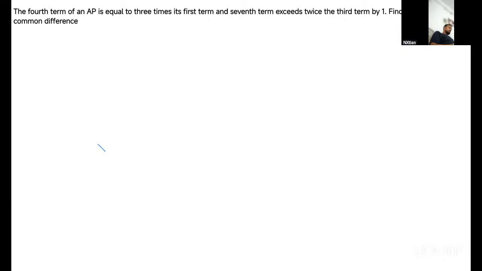The fourth term of an AP is equal to 3 times the first term, and the seventh term exceeds twice the third term by one. So basically, it is in the form of equation. It is written as the fourth term of an AP, so the fourth term is basically A4, equals to three times the first term. The first term is denoted by A. Did you understand, guys? Yes or no?